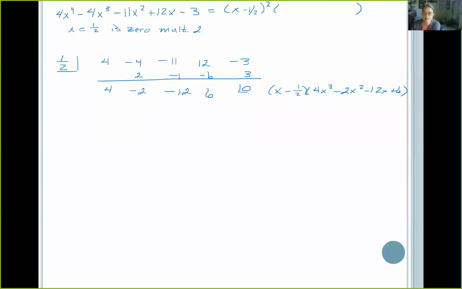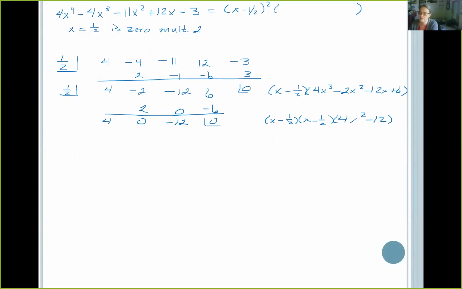But I know that there's another factor of x minus 1/2 hiding in here. So I'm going to take my 1/2 and divide into this polynomial. Drop down the 4. 1/2 times 4 is 2. Negative 2 plus 2 is 0. That brings down my negative 12. 1/2 times negative 12 is negative 6, which gives me the remainder of 0, which proves that my 1/2 does indeed have a multiplicity of 2. So my polynomial now is x minus 1/2 from the first division times x minus 1/2 from this division times 4x squared minus 12.